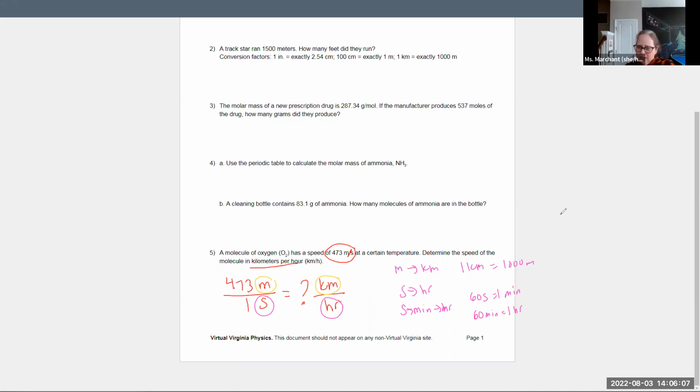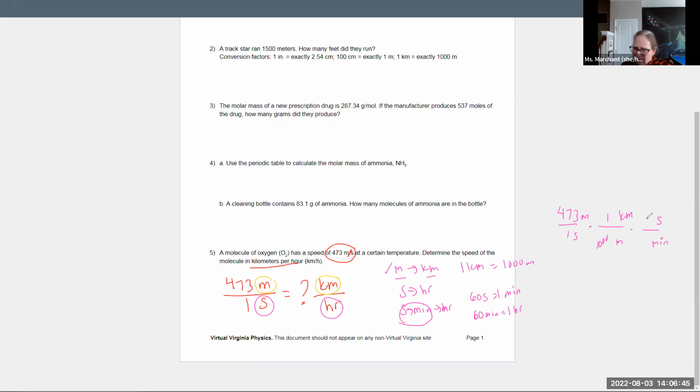So our setup of our equation is a little bit different, but it's still known over 1: 473 meters over 1 second times the unit conversion. We're going to go meters to kilometers first. 1,000 meters in a kilometer. That's unit conversion number 1, and our numerator is now taken care of. The denominator is on the bottom, so it works backwards. So we're going to go seconds to minutes first, where seconds are going to go on the top and our minutes on the bottom.